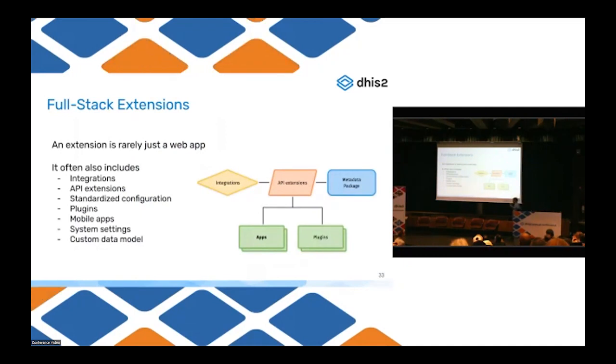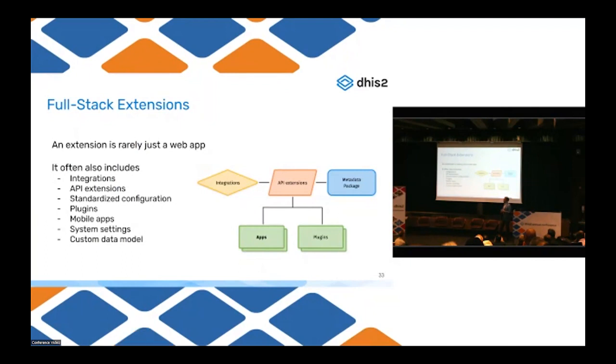Extensions is something that is the next step beyond applications. So we have web applications and Android apps. We have the app platform. We have the Android SDK. But very infrequently, I think, is a web application enough, right? If you have that hammer, everything looks like a nail. You start to build integrations and you start to build data processing in web applications, which is not the right place for those to be.